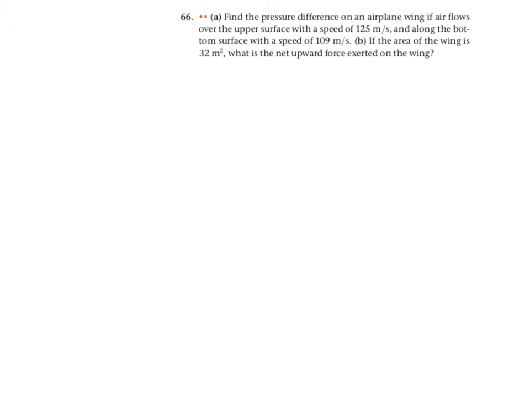Chapter 15, number 66. Find the pressure difference on an airplane wing if air flows over the upper surface with a speed of 125 meters per second and along the bottom surface with a speed of 109 meters per second. And then find, say, if the area of the wing is 32 meters squared, what is the net upward force exerted on the wing? So our first thing will be to draw a picture and see what's happening.